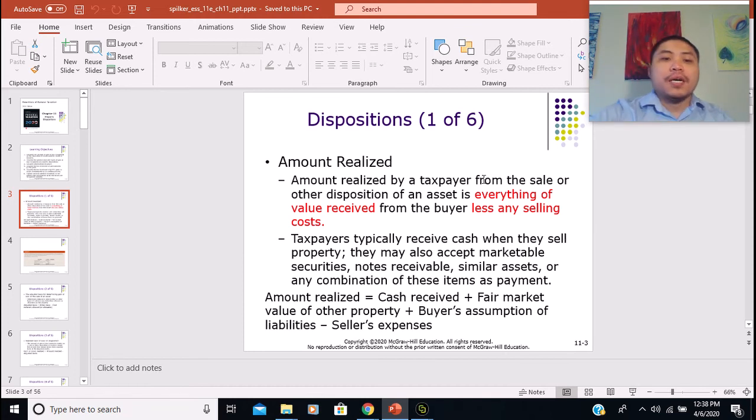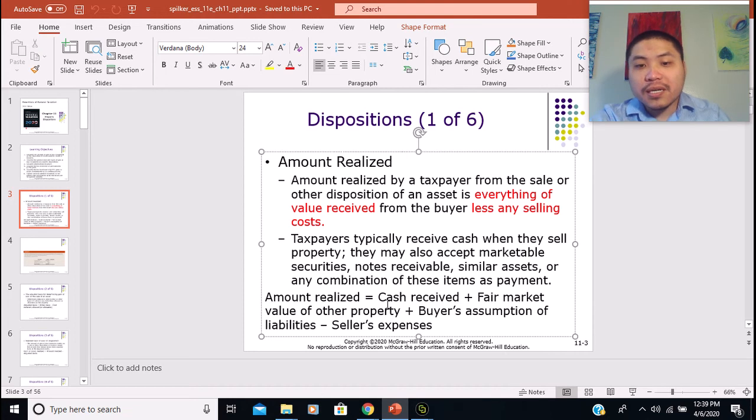So this is the formula, right? The amount realized is going to equal the cash received plus the fair market value of other properties. Meaning, if the other party doesn't pay cash, or on top of the cash they pay, they also throw in some other properties in exchange for the property that the taxpayer is selling, right? So that's going to be the fair market value of the other properties, plus the buyer's assumption of liabilities.